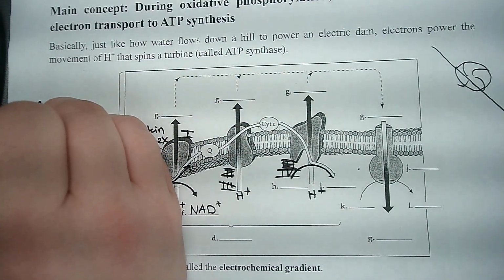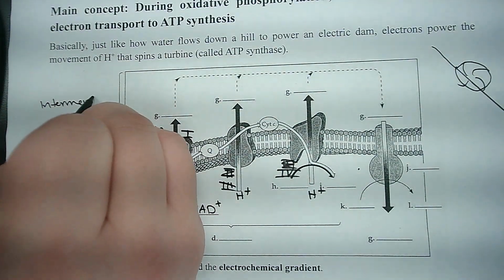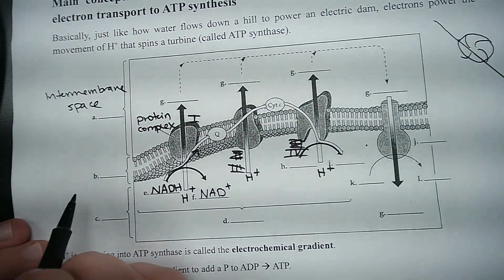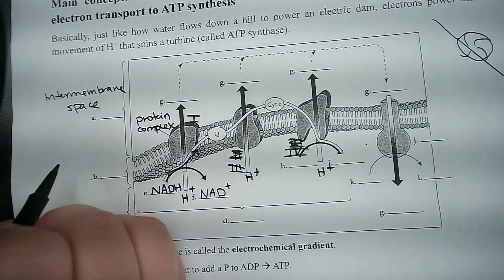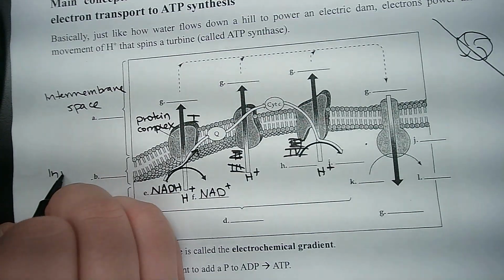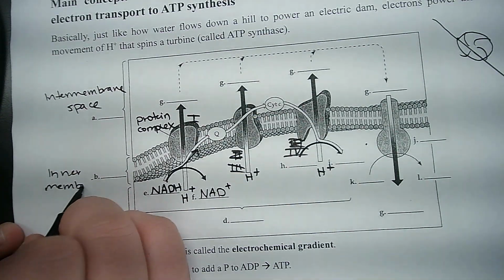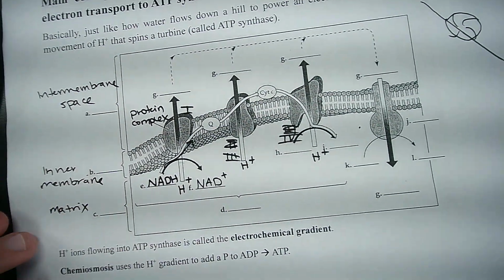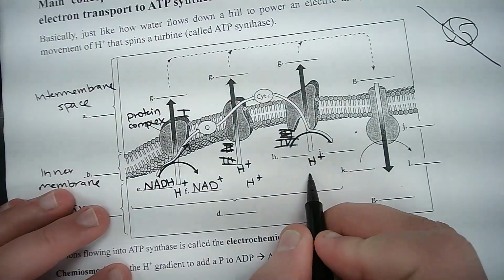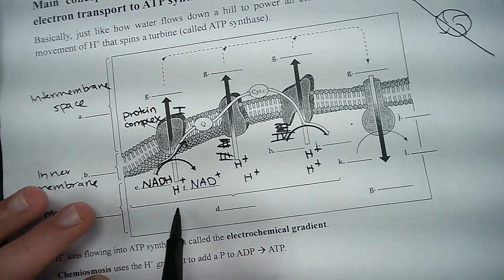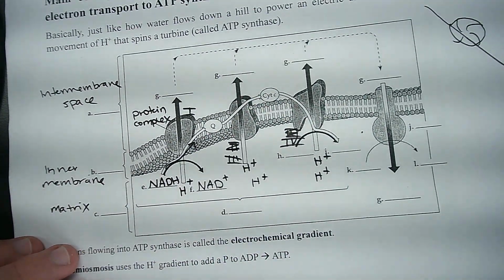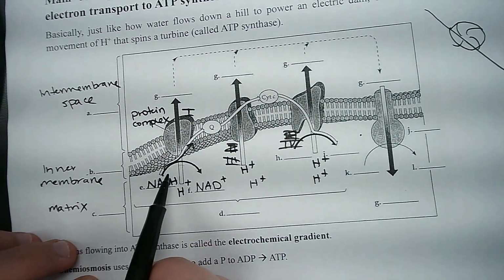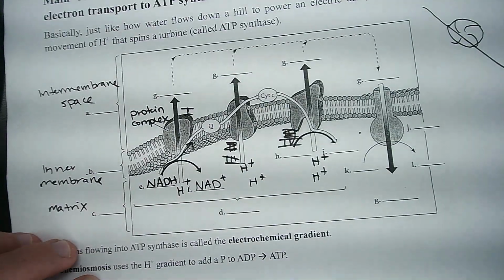Specifically, we call this the intermembrane space. Remember, this is all happening in the mitochondria. This itself is the inner membrane. This is what we call the matrix, the mitochondrial matrix. So we're going to pump all these H plus ions from the matrix into the intermembrane space. The protein complexes are doing the pumping, and the protein complexes are powered by the electrons from NADH.